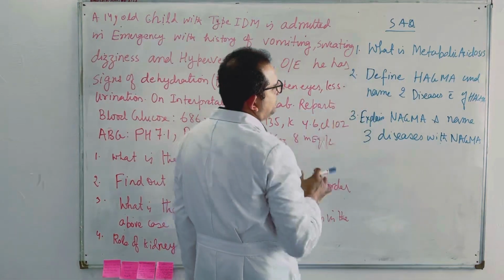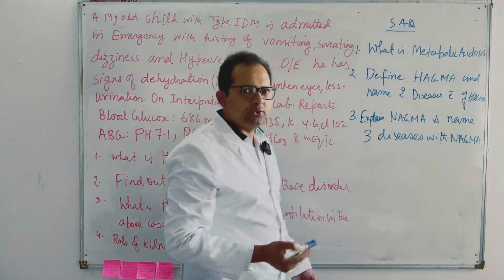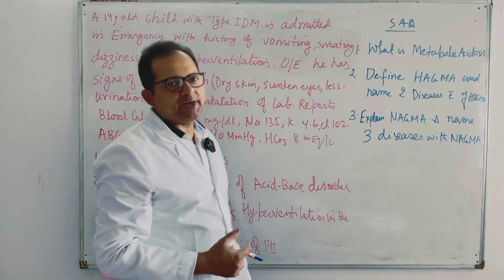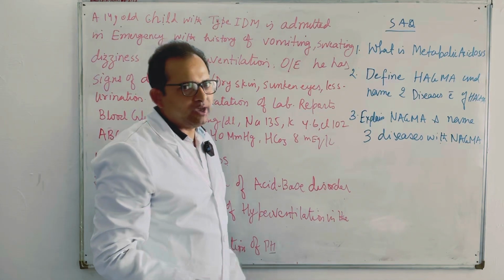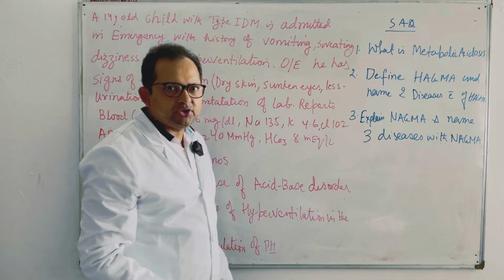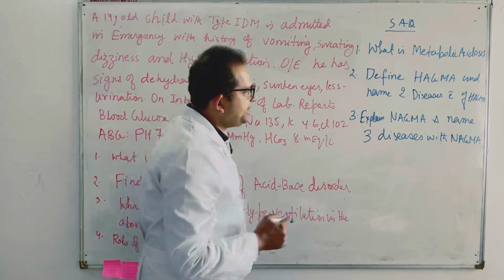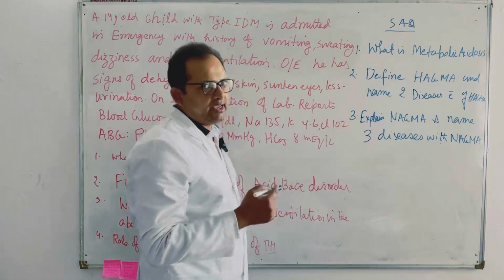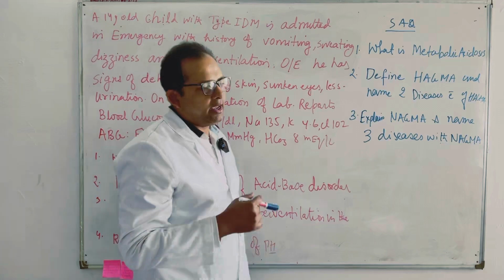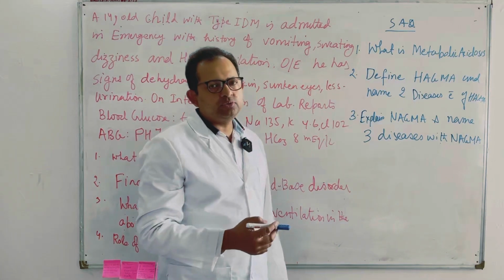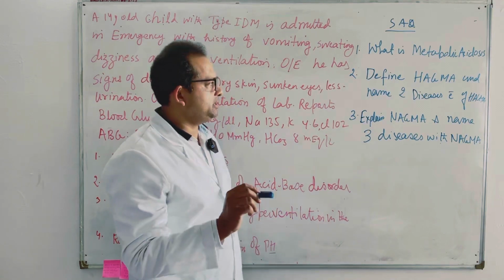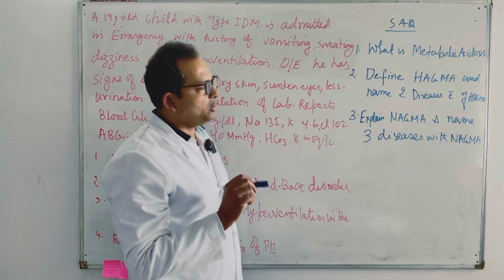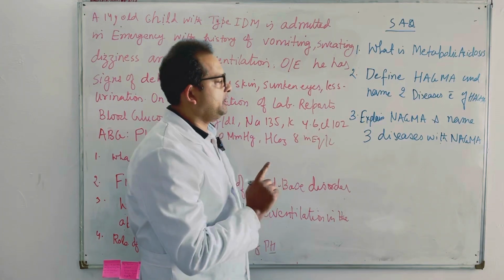What is metabolic acidosis? I know that nobody will know better than you what is metabolic acidosis, because you have watched all my 3 lectures. Now define HAGMA, that is high anion gap metabolic acidosis, and I have given you the mnemonics for that, and you will definitely find in the mnemonics the 2 conditions or 2 diseases with high anion gap.